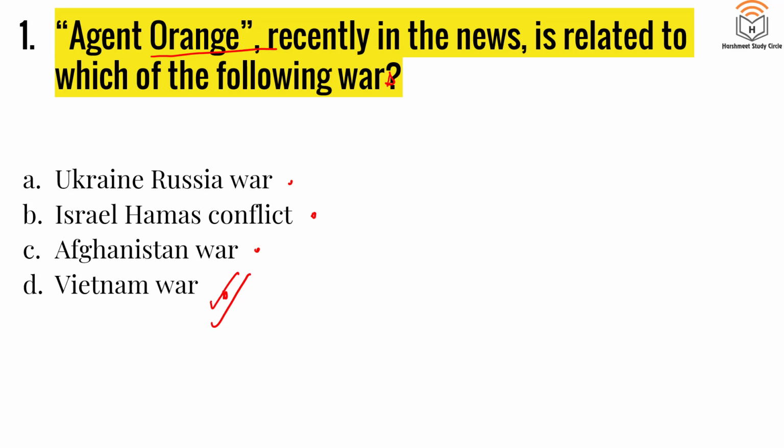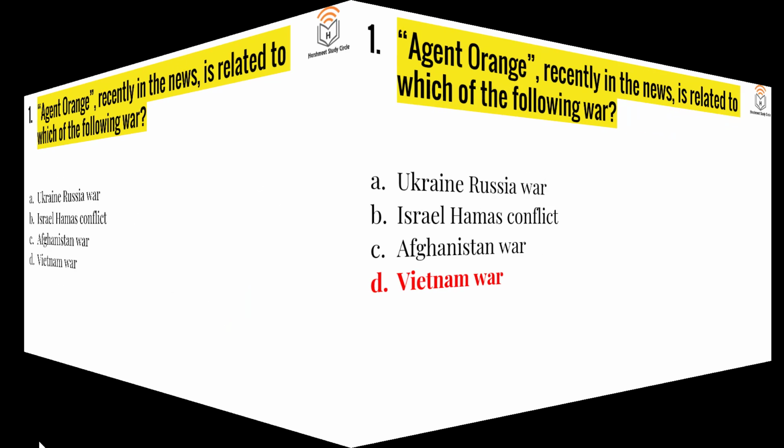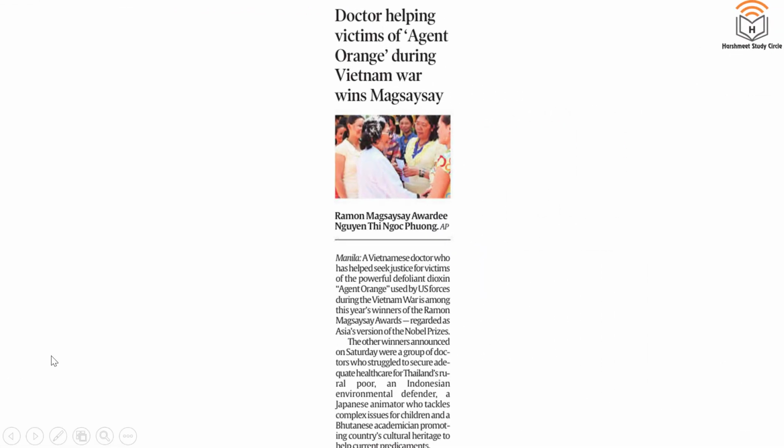The idea was it will destroy the agricultural fields and it will be easier to spot the people hiding there. But there have been so many ill effects of that Agent Orange on the local population that even today you see people with a lot of physical deformities taking birth in Vietnam. That is why Agent Orange became so prominent. So it was used mainly in the Vietnam War. Why is it in the news? Because a doctor helping the victims of Agent Orange during the Vietnam War has been awarded the Magsaysay Award, known as the Nobel Prize of Asia. The Vietnamese doctor has been helping those victims seek justice against the US use of Agent Orange. That doctor has been recognized as the winner of the Magsaysay Award now.